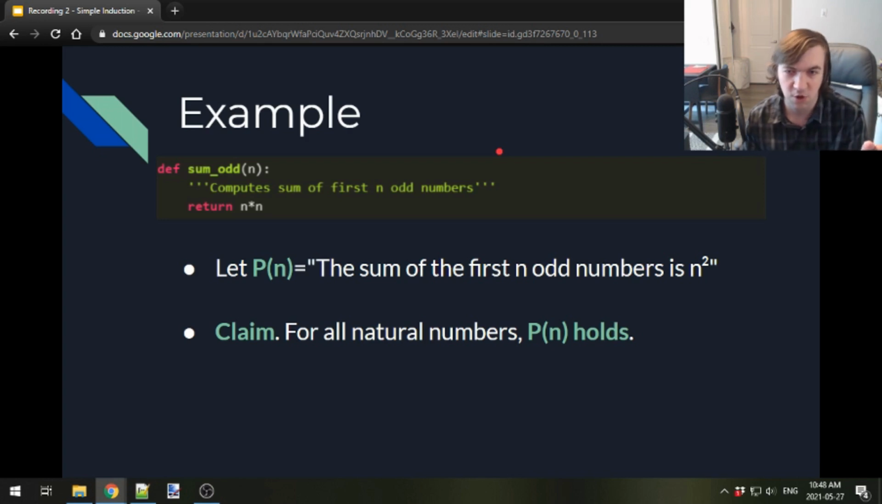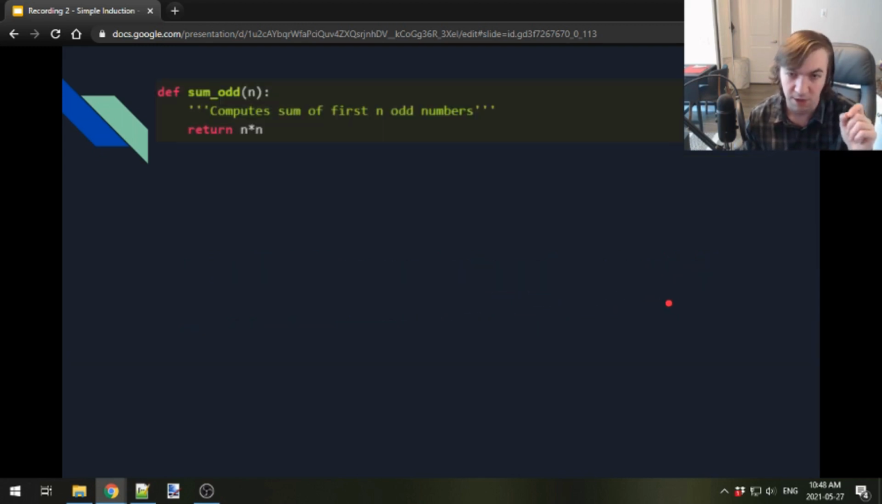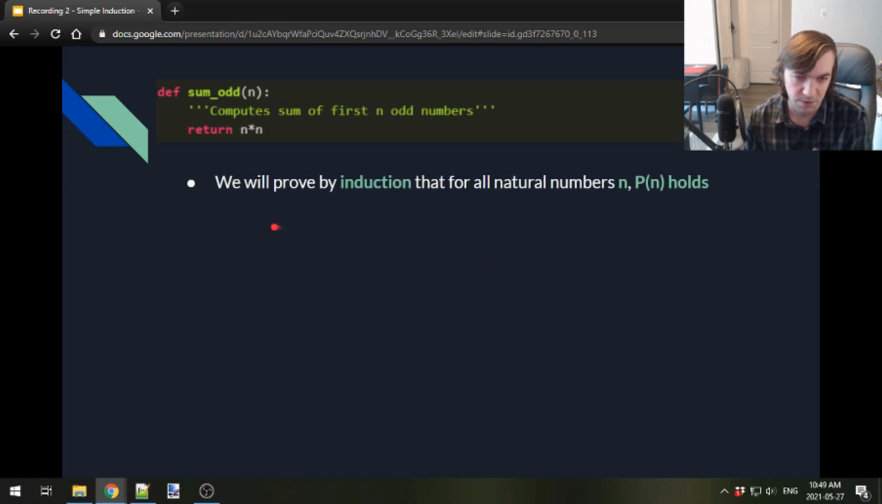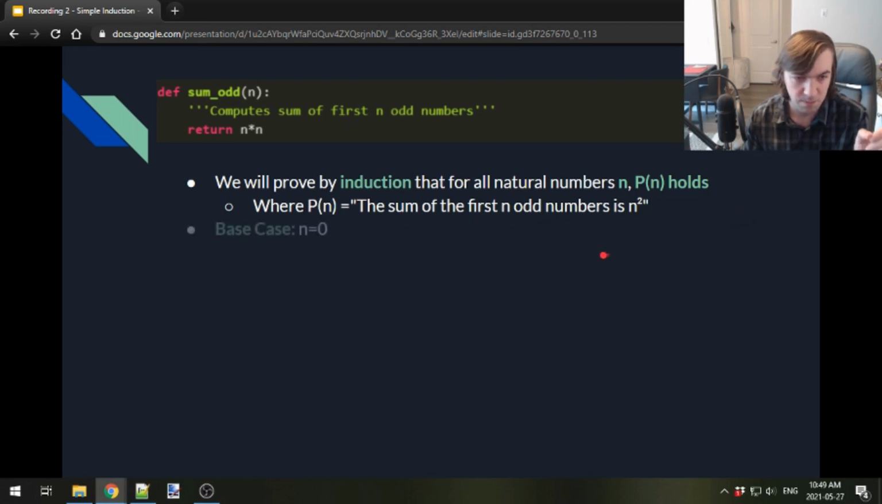Okay, so we're going to jump back to an example that we looked at a little bit earlier in this video, computing the sum of the first n odd numbers, which we think is n squared. So our predicate is: the sum of the first n odd numbers is n squared, and we want to claim that this is true for all natural numbers. Now, here's how we're going to do it, one step at a time using mathematical induction. So our first step, we're going to prove by induction that for all natural numbers n, p of n holds, where p of n is: the sum is n squared.